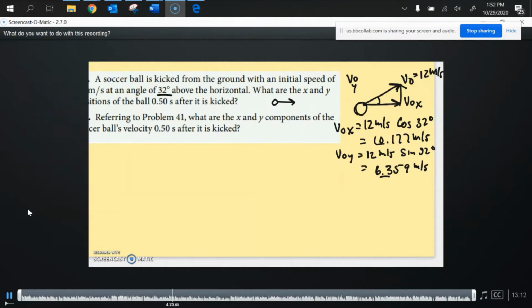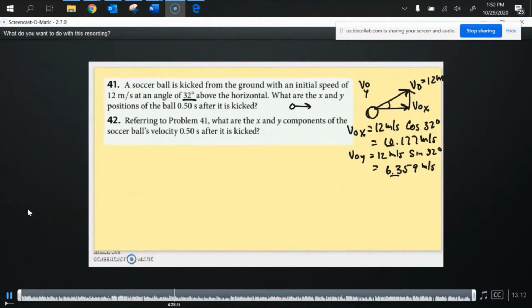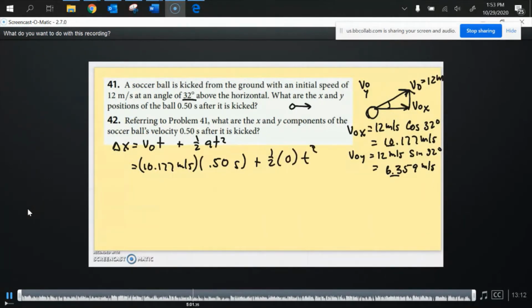In 41, they say, what are the x and y positions of the ball? So in both directions, I'm going to use delta x equals v0 t plus 1/2 a t squared. In the x direction, I'll make that v0 t, so 10.177 meters a second times the time of 0.507. They gave me that in the problem. And the second term is going to be 0 because the acceleration is 0. So I could put 0.507 in for t, but that whole thing's going to 0 anyhow.